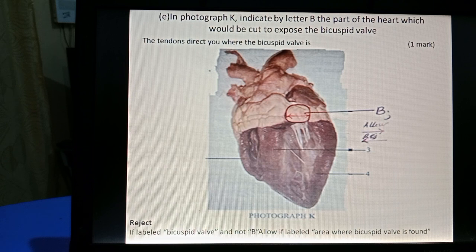3, 4, 5 are still there. Photograph K. Reject if labeled bicuspid valve and not B. Allow if labeled area where bicuspid valve is found.